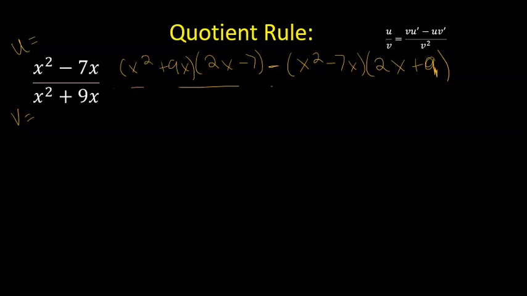Well, maybe I can distribute. Maybe I can put all this stuff together and distribute. So I will put x squared into 2x, and then I would also do that to negative 7, and then I would do 9x into 2x, and then 9x into negative 7x. And I'll move over here, and I'll do x squared into 2x, and then x squared into 9, and then negative 7x into 2x, and then negative 7x into 9. Okay, so let's go ahead and do that.